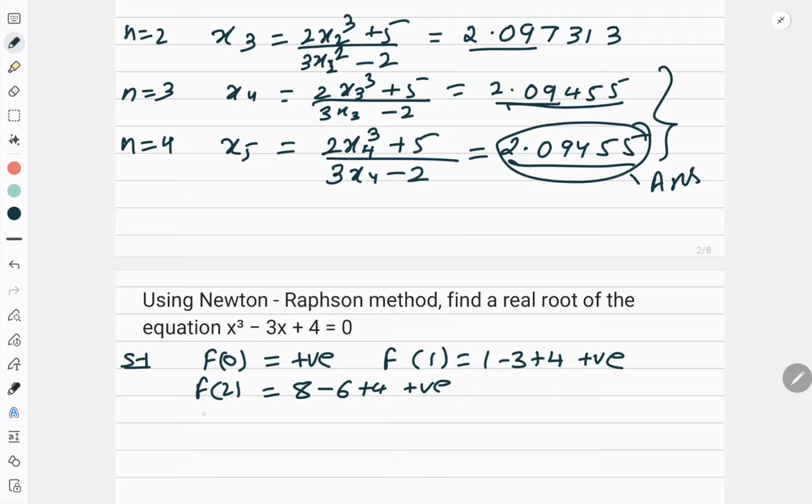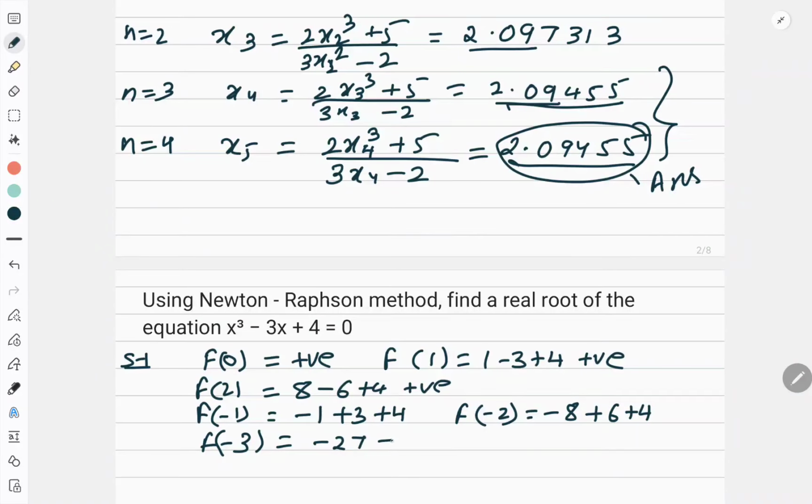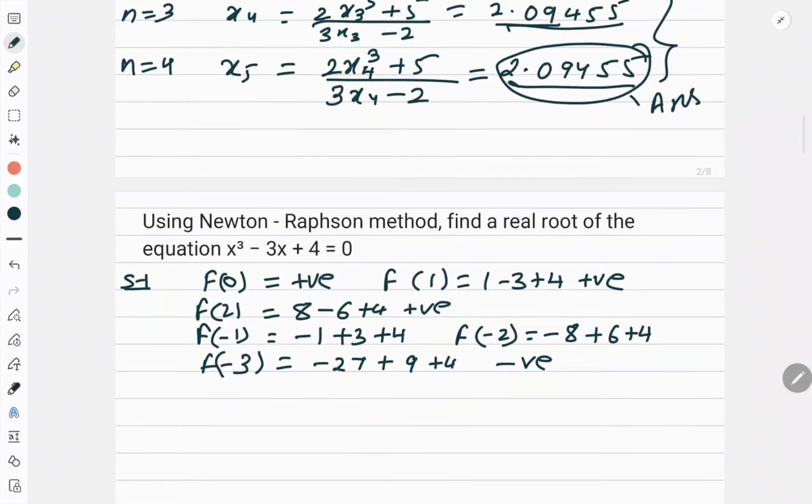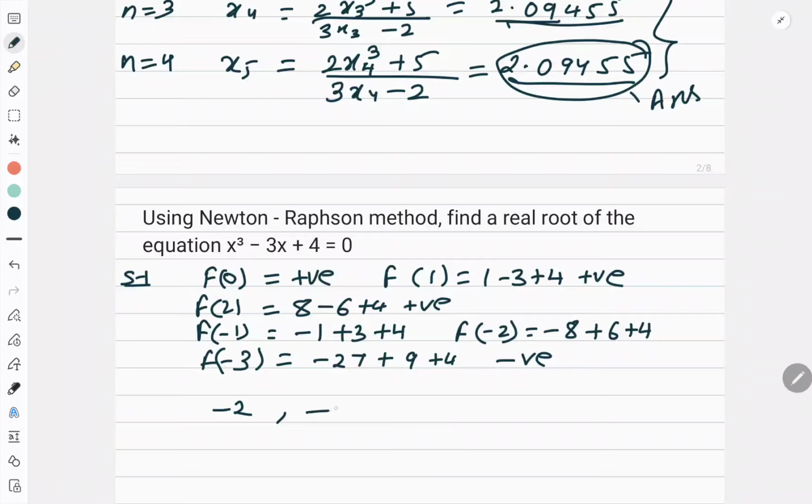Means I may go on the negative side. Minus 1 if I do, I'll get minus 1 plus 3 plus 4. Again positive. f of minus 2 is what? Minus 8 plus 6 plus 4. Again positive. f of minus 3 is what? Minus 27 plus 9 plus 4. Negative. So here the answer is between minus 2 and minus 3. So you can start with x0 is equal to minus 2.5. Right? So that will give you the answer.